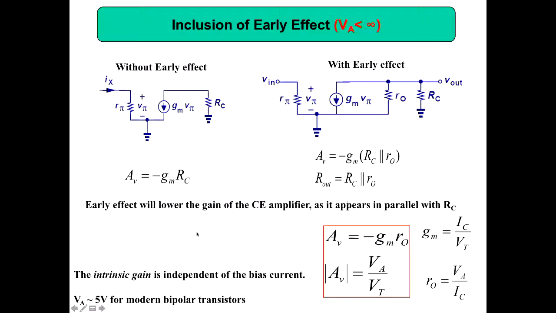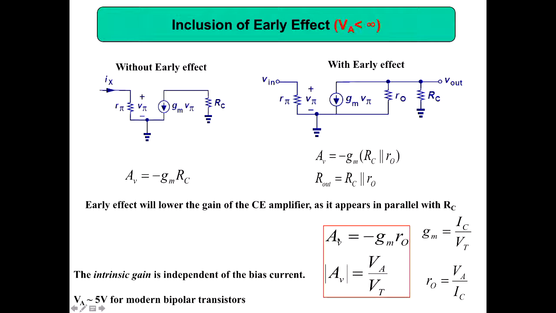Then the intrinsic gain is independent of the bias current. I will come to that point. So here AV equals minus GM RC parallel RO, and then we define a term called minus GM into RO. This is minus GM, that is again a small signal parameter, and RO, a small signal parameter. So this is the maximum gain you can get with a transistor.